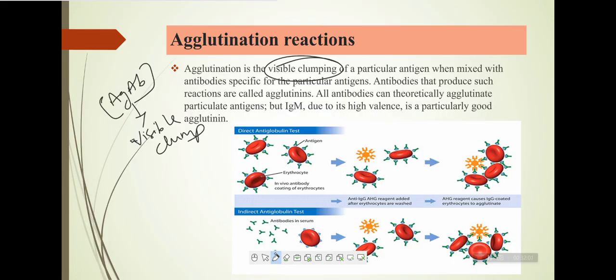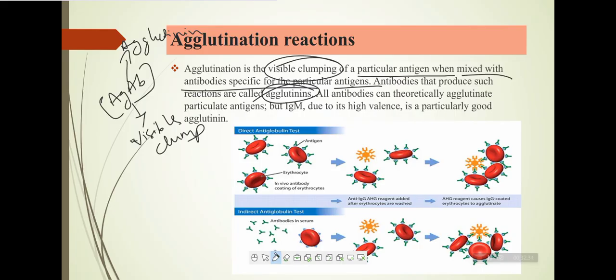Agglutination reaction is the visible clumping of a particular antigen when mixed with antibody specific for that antigen. Antibody that produces such a reaction is called agglutinin. This antibody which produces this type of visible clump is known as agglutinin.